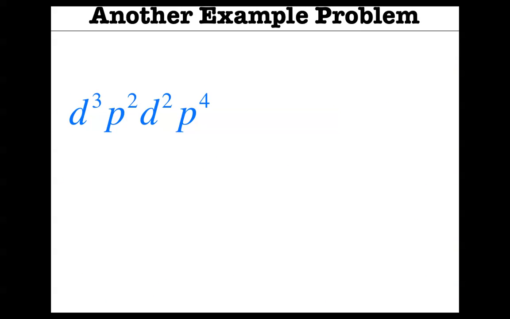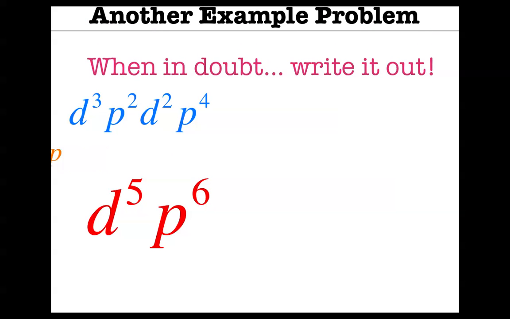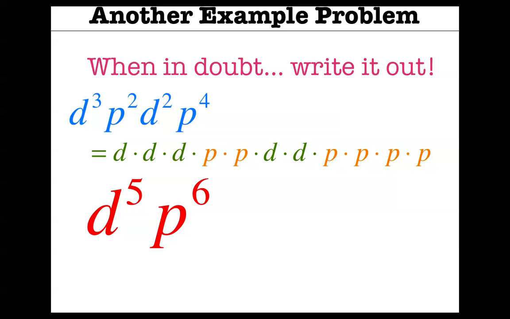So, we can use that on a difficult problem like this to look and see how many d's we have and how many p's we have. We're going to end up having d to the 5th times p to the 6th, and here's why. When in doubt, write it out. The d cubed is d times d times d, then the p squared is p times p, then the d squared is d times d, and then the p to the 4th is p times p times p times p. How many d's do you have? 5. How many p's do you have? 1, 2, 3, 4, 5, 6. You've got d to the 5th, p to the 6th.